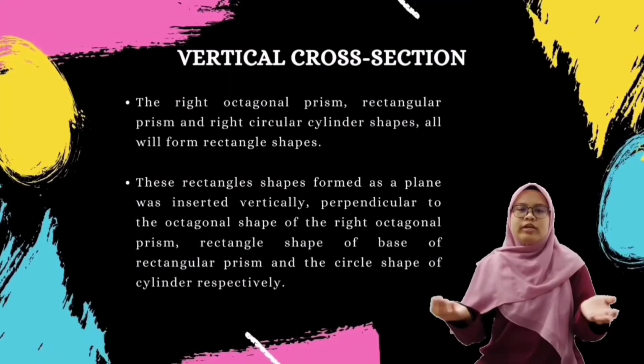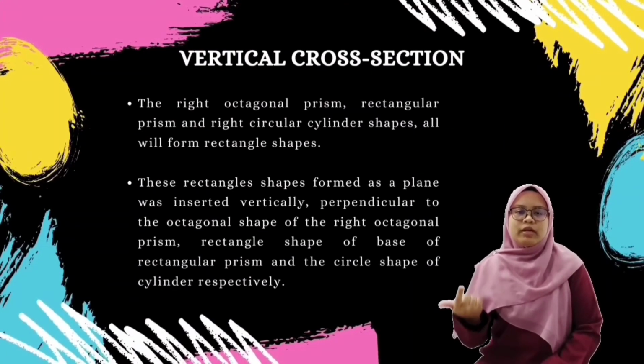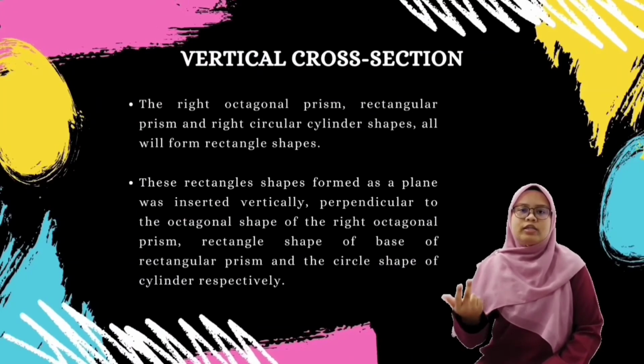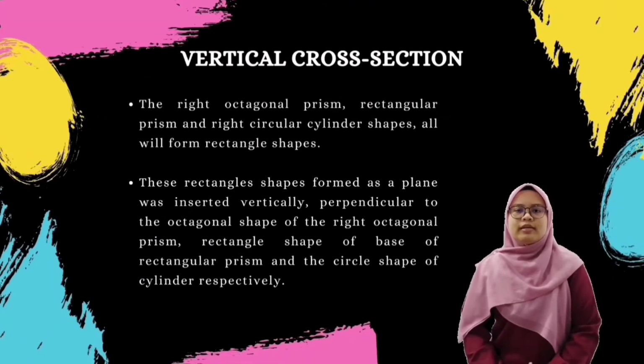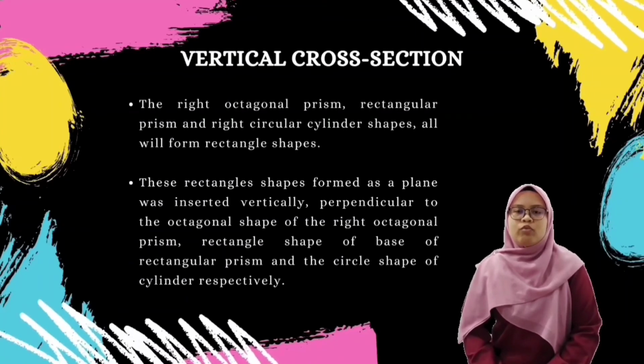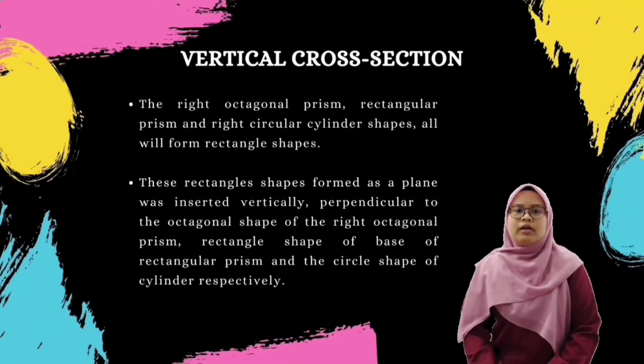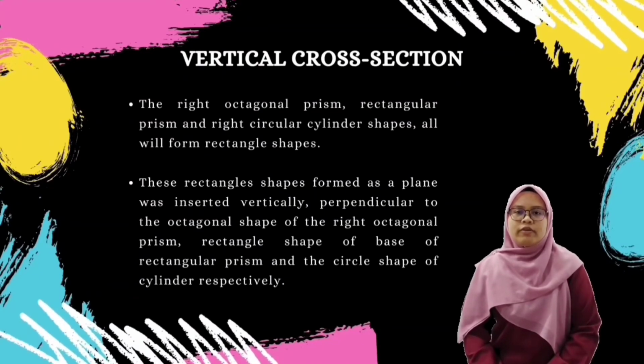Next, I will explain about vertical cross-section. In the Taj Mahal building, the right orthogonal prism, rectangular prism, and the right circular cylinder shapes all will form rectangle shapes. These rectangle shapes form as a plane is inserted vertically, perpendicular to the orthogonal shape of the right orthogonal prism, the rectangle shape of the base of the rectangular prism, and the circle shape of the cylinder respectively.